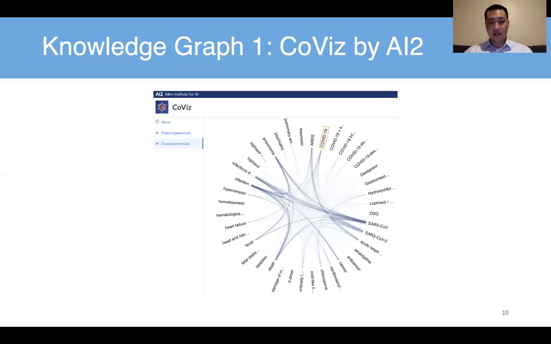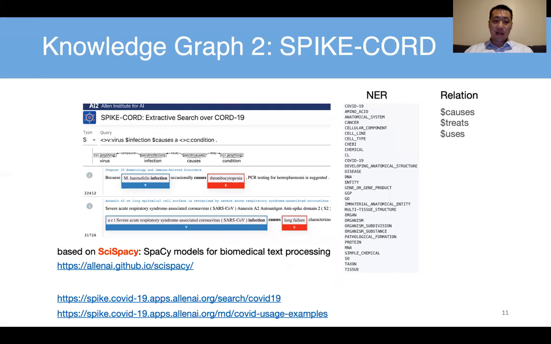This one is built by AI2, and they also try to extract information from the COVID-19 literature and look at the association, say the co-occurrence of the terms, of the concepts in the literature, and to find some interesting patterns. This is some homogeneous graph of frequencies of the co-occurrence of the concepts.